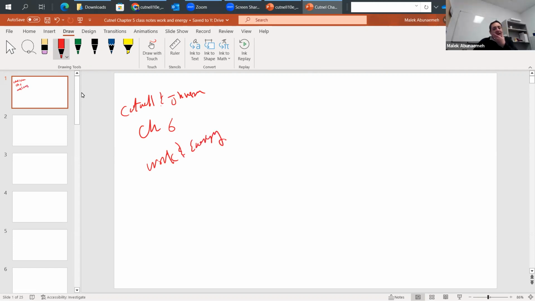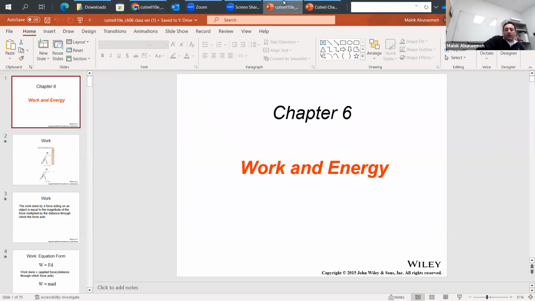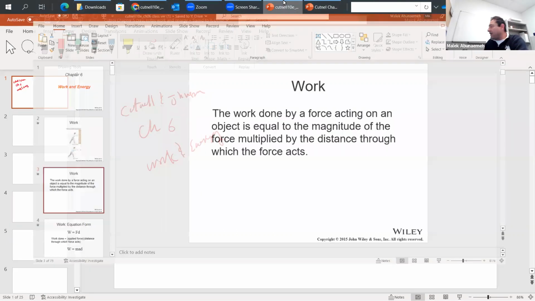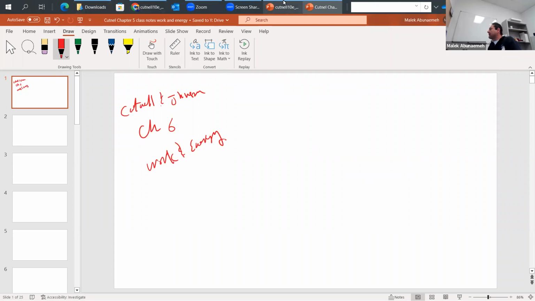So let's go ahead and start by defining the work. Well, your work done by a force acting on an object is equal to the magnitude of the force multiplied by the distance through which that force acts on that object. So let's go ahead and write it down.